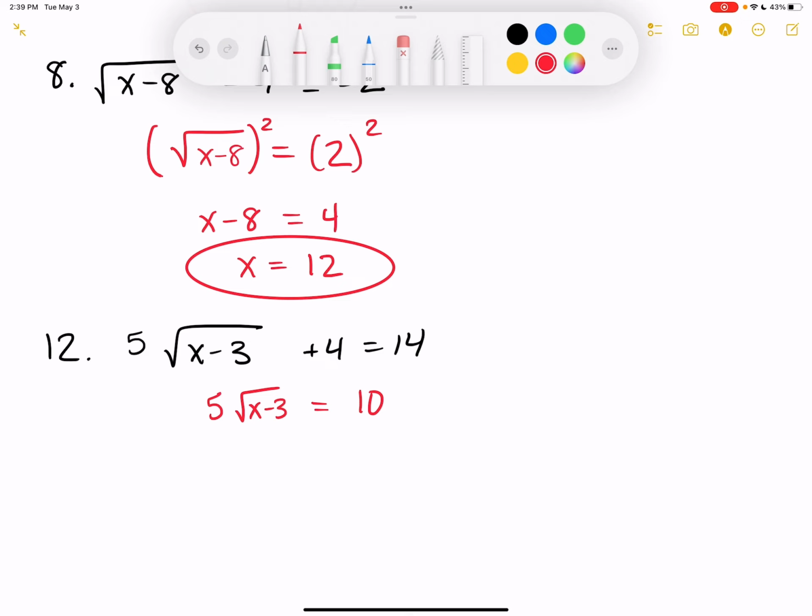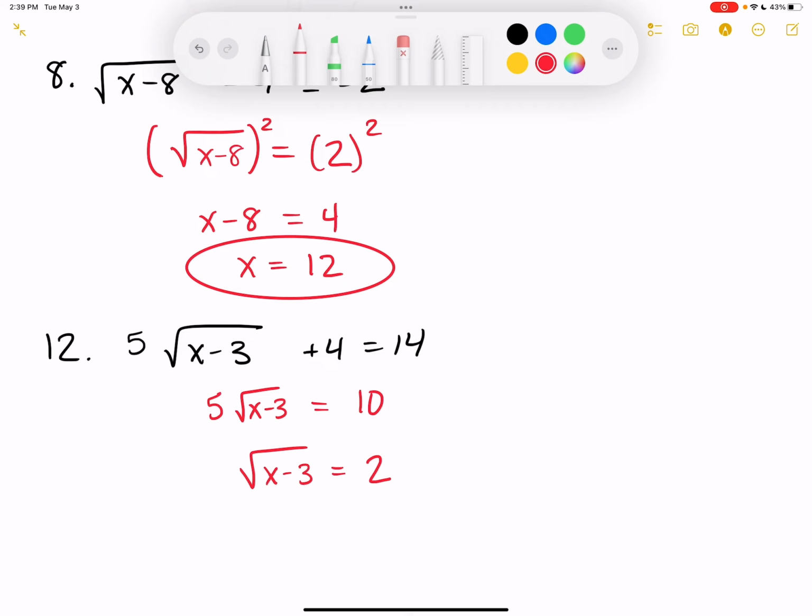Now, so hear me out. We want to divide by 5. Divide by 5. So the square root of x minus 3 equals 10 divided by 5, which is 2.